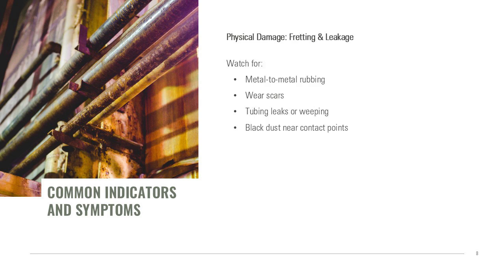Physical damage number 3, fretting and leakage. Fretting happens when small cyclic motion exists between touching metal surfaces. It's both a symptom and contributor to vibration issues. Watch for metal-to-metal rubbing, wear scars, tubing leaks or weeping, black dust near contact points.